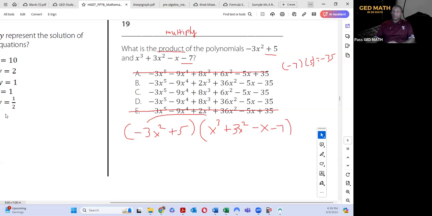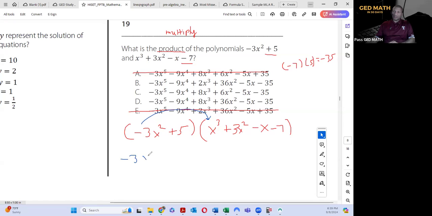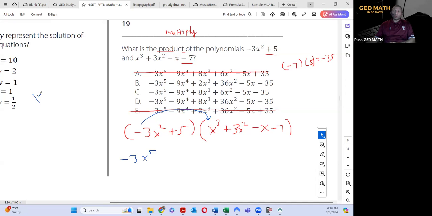Oops, let me change my color. So this first term times everything in the second parenthesis. So -3 times 1 is -3. X squared times x to the third is x to the fifth. Hold on, Mr. Tinsley. 2 times 3 is 6. Where'd you get 5 from? Well, one of the rules of exponents is when you're multiplying exponents with the same base, you add the exponents. So here, x squared times x to the third is x to the 5th because 2 plus 3 is 5.